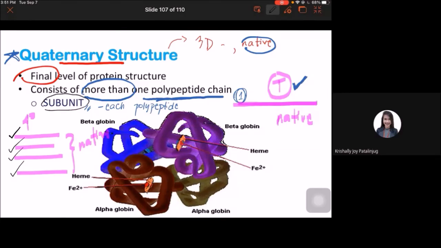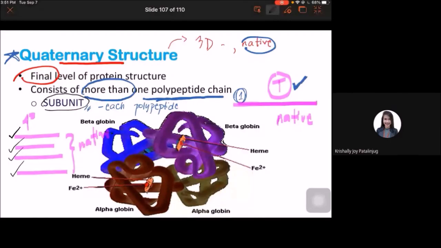O, ano naman yung tawag natin sa each amino acid sa polypeptide chain? Residue or ano yung other term? Residue or moiety. Moiety. Okay? Ayan. Sige.